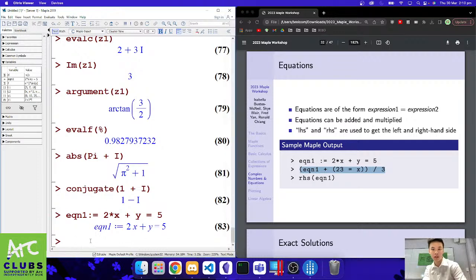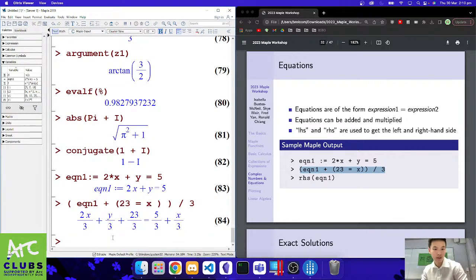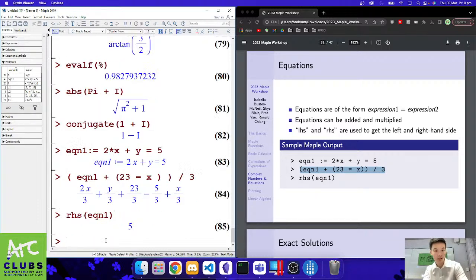Okay, so if we copy this code over, we're adding on another equation, 2x equals 3, to our original equation, equation 1, and we're dividing by 3. There we go. And as you can see, we get a nice final equation out. And the last thing is we can use the LHS and RHS to find the left and right hand side of equations. Okay, so RHS of equation 1, that's just simply going to be 5.